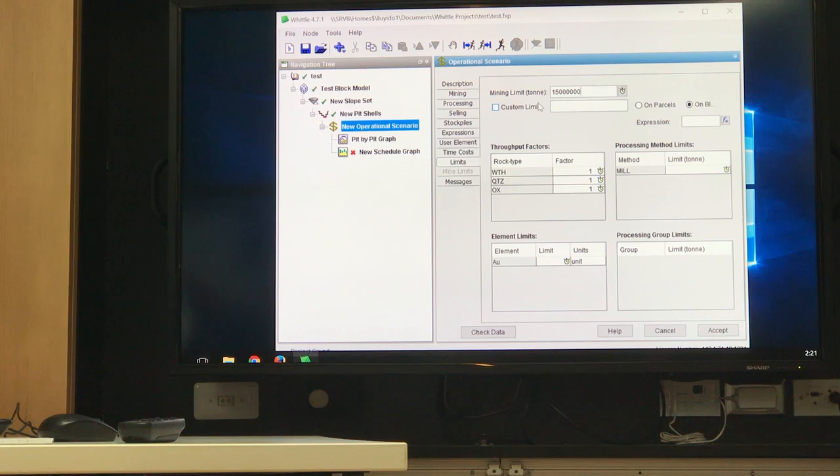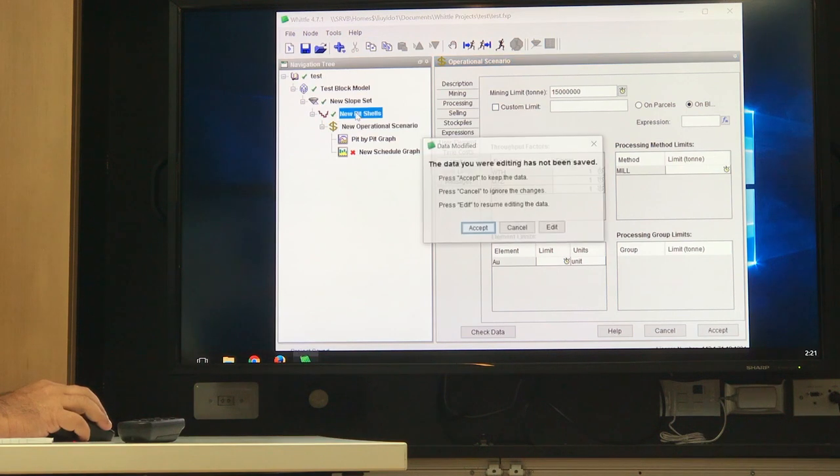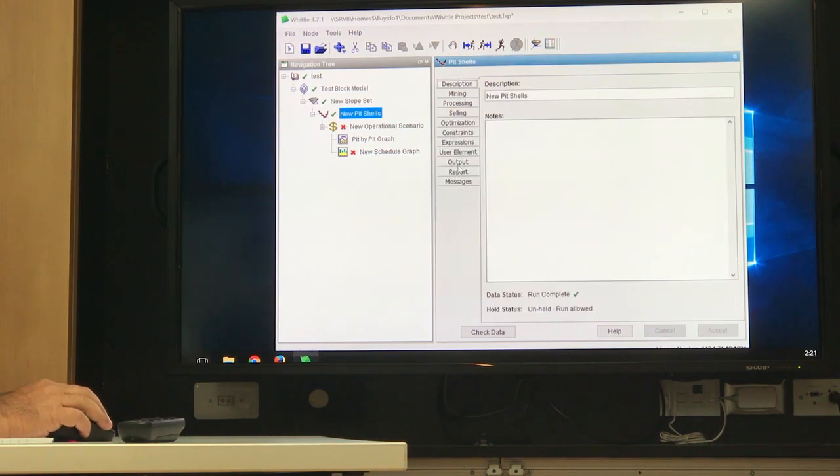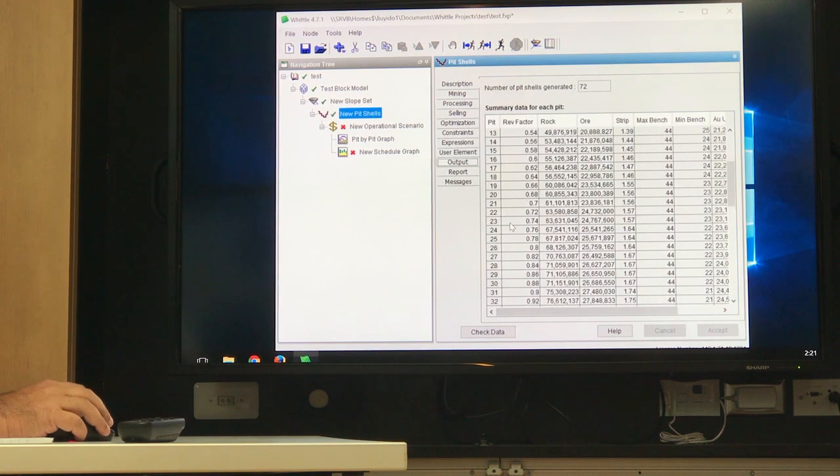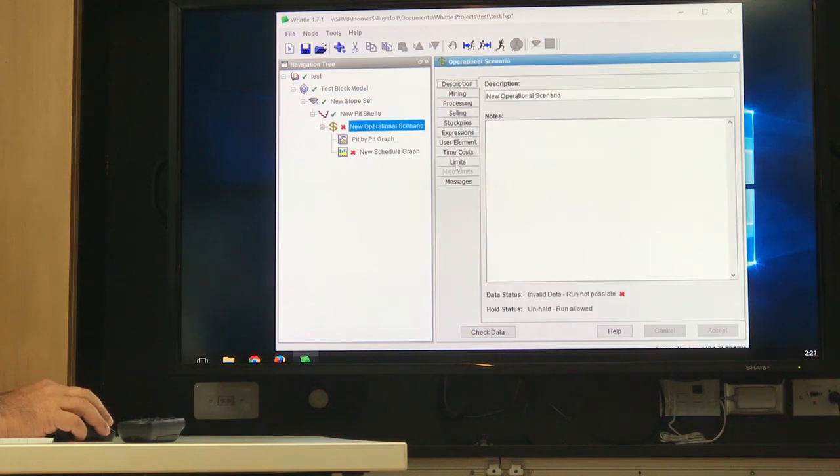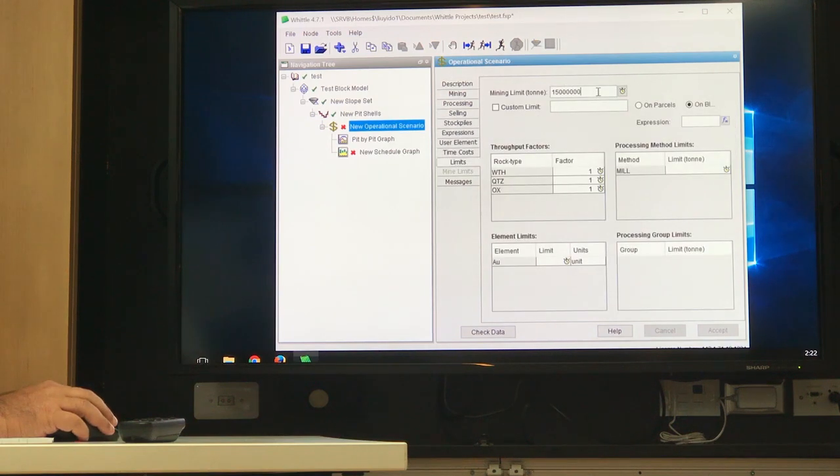So what we had in terms of the tonnage was 80 million, if I'm not mistaken. So if we go back here for the pit shell with revenue factor 1, we had 80 million material. So when I'm putting here as limit 15 million, it's going to be something about 6-7 years of operation or a little bit more.